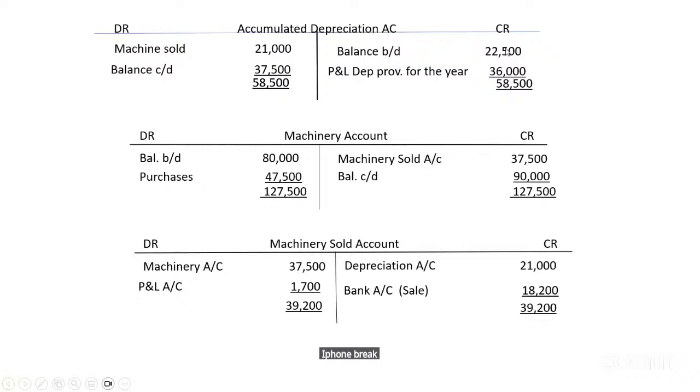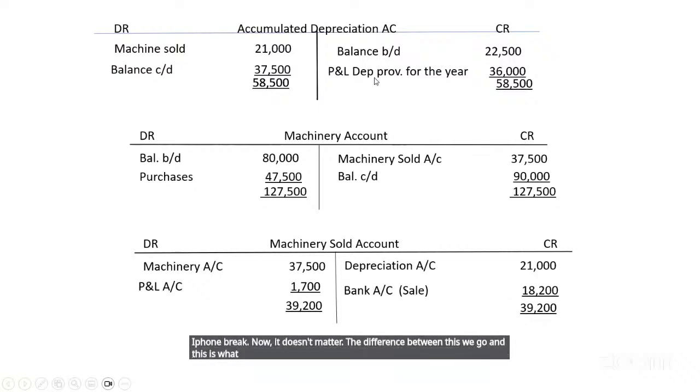Now, this is 22,000 naira. The difference between this figure and this is the P&L depreciation for the year, 36,000 naira.